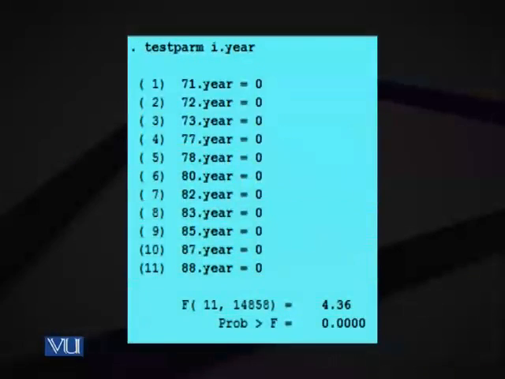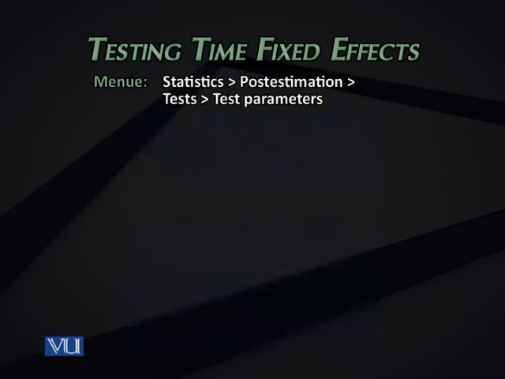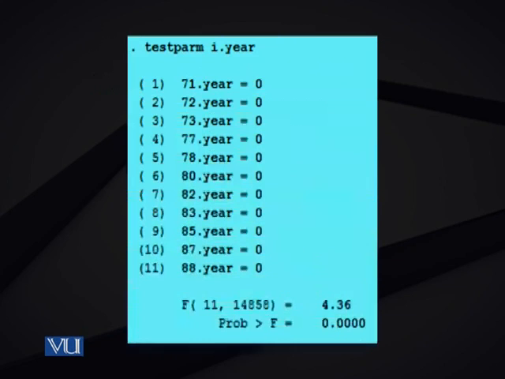So you are seeing the test with the command testparm, for parameter. So i.year is the variable showing the time dimension. So we are in fact testing for time fixed effects by this command. From the menu, click on Statistics, then Postestimation, then Tests, then Test parameters. But you can do all this instead of clicking through those menus. Instead of 4 or 5 clicks, you just write testparm i.year, and you will get the result which is in front of you.